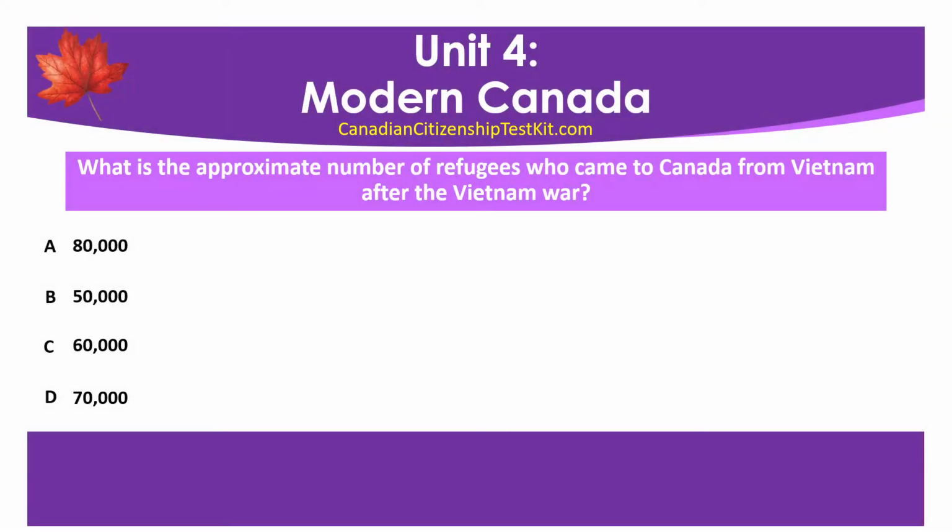What is the approximate number of refugees who came to Canada from Vietnam after the Vietnam War? A. 80,000. B. 50,000. C. 60,000. D. 70,000.